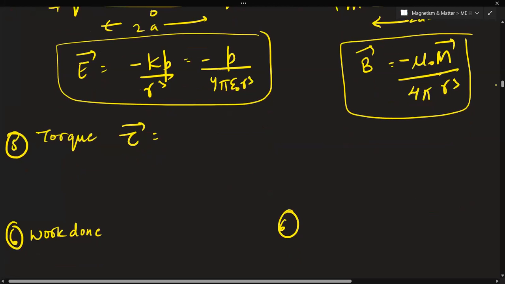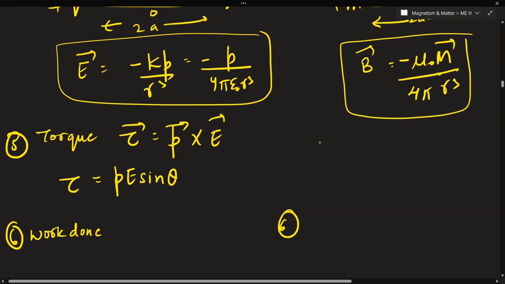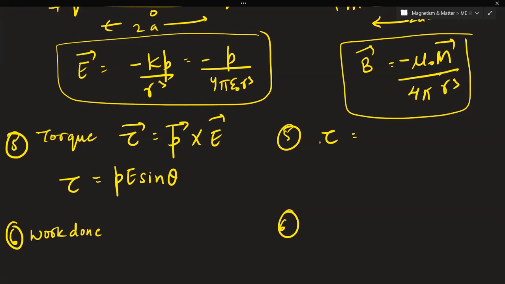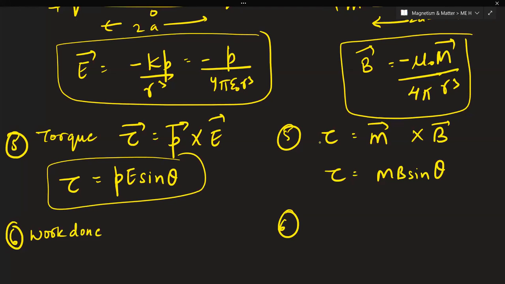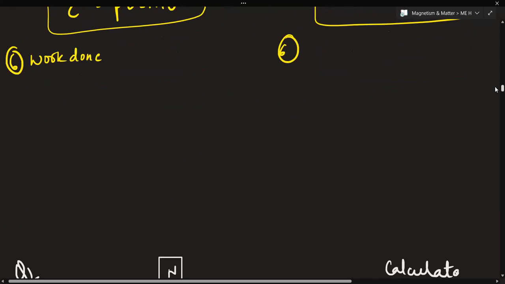Torque we have seen in case of electrostatics, that is P cross E, where E is the electric field. That can also be written as PE sine theta. Same thing in case of magnetics. This was the 5th point, no? The electric dipole moment becomes the magnetic dipole moment, the electric field becomes the magnetic field. This I think we have already discussed. This is MB sine theta. Fine, so remember this, you will remember this. The last thing that we'll do is work done.